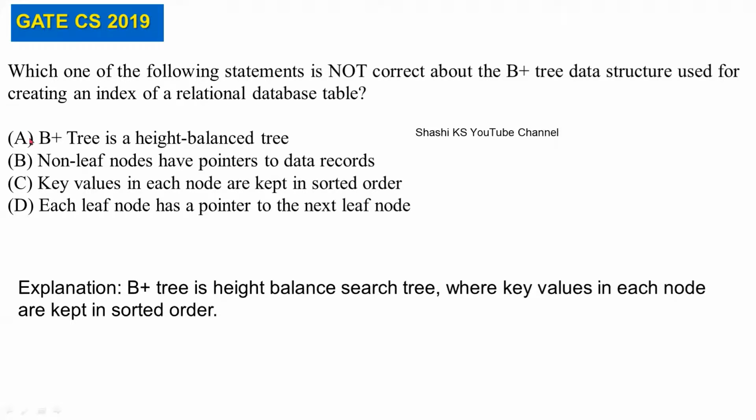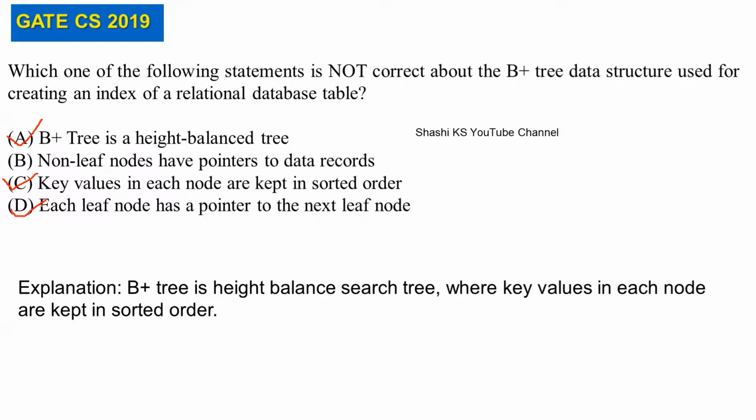So this statement is right. This statement, B plus tree is a height balanced tree, is correct. Next, coming to the third one, key values in each node are kept in sorted order. Yes, in B plus tree, the key values are kept in sorted order. So this one is also right. Each leaf node has a pointer to the next leaf node. This is a special feature of the B plus tree in which each leaf node has a link pointing to the next leaf node so that all the records can be orderly accessed. So this is also right.